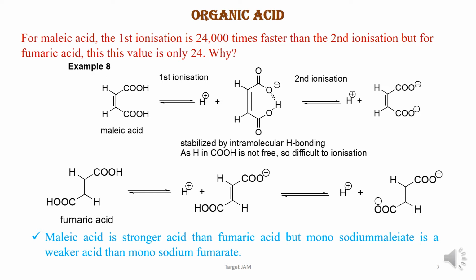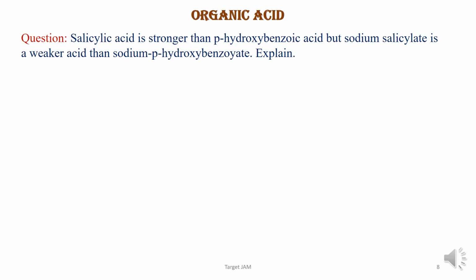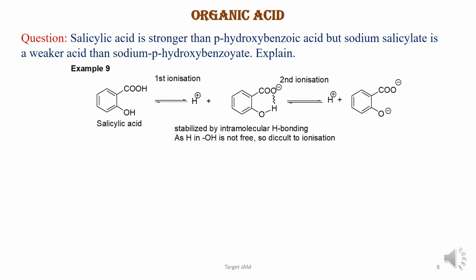Now the question is, salicylic acid is stronger than para-hydroxybenzoic acid, but sodium salicylate is a weaker acid than sodium para-hydroxybenzoate, and this can be explained on the basis of our last example. In case of salicylic acid, after its first ionization, the conjugate base is stabilized by intramolecular hydrogen bonding, and that's why its first ionization is very fast. That is, salicylic acid is a strong acid.